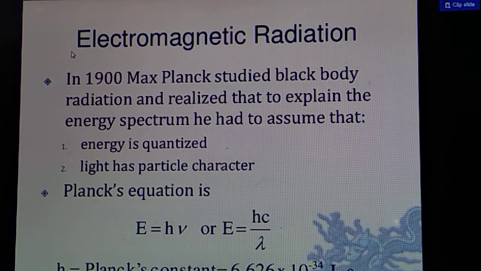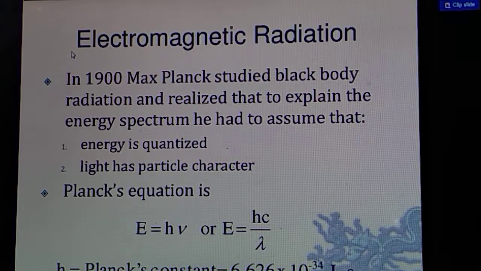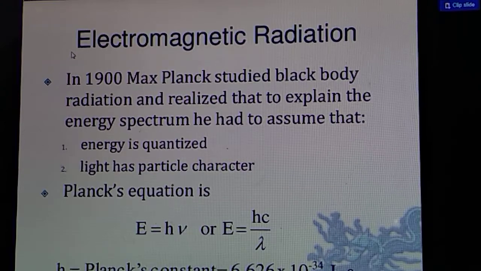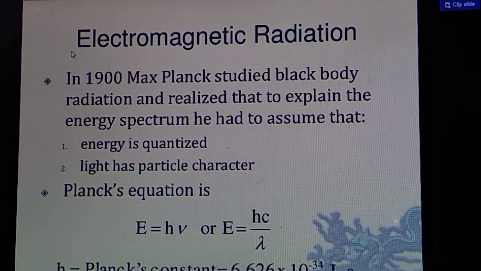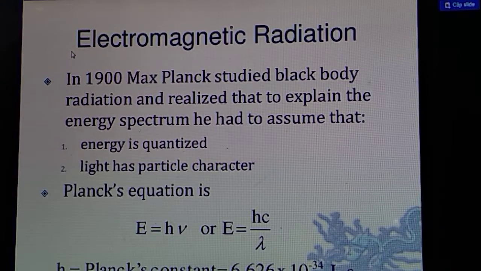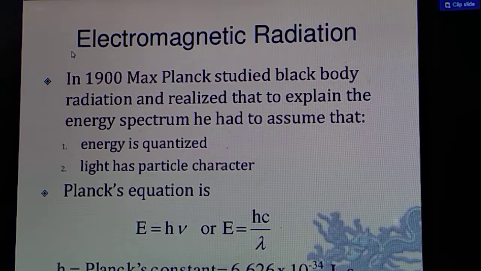I, Mrs. Janvi Banerjee, chemistry teacher of DAV 6, am going to start the electromagnetic radiation section of the chapter Structure of Atom. Students, the previous day I gave the introduction on electromagnetic radiation.